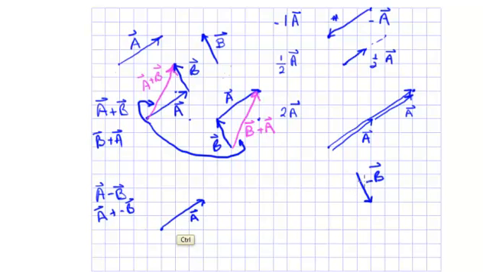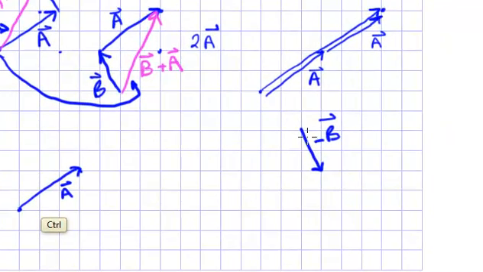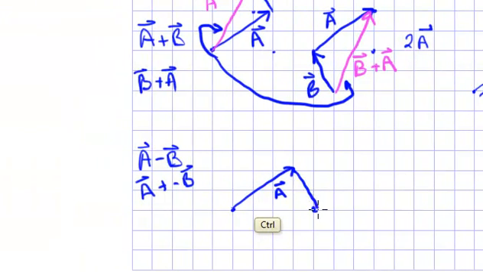Okay, so I'm going to add this vector to A. And so I'm just going to take this vector and put the start of this vector at the tip of this vector, which means I go down 2 and over 1. So there's my minus B. And here is A minus B.